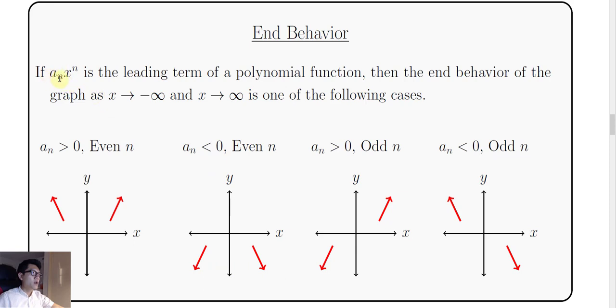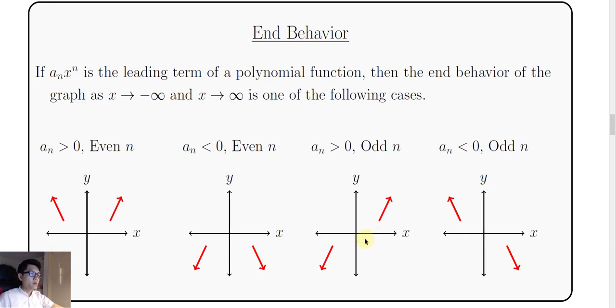If the coefficient an is bigger than 0, then they both go up on the two end behaviors. If the coefficient an is less than 0, then they both go down. Okay, this is for the even power of the leading term. Now for the odd power, I have two cases. Again, it depends on the coefficient an. If you have a positive an, then you go up to the right and down to the left. If you have a negative an, then you go up to the left and down to the right.